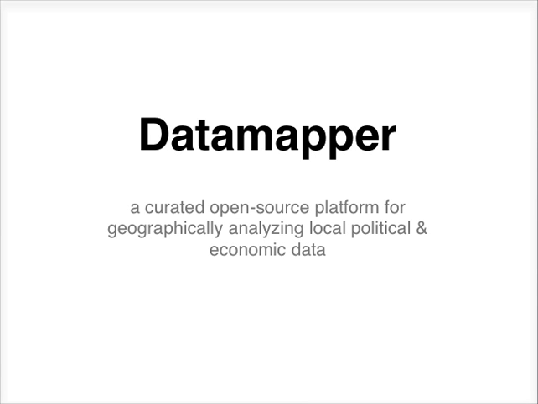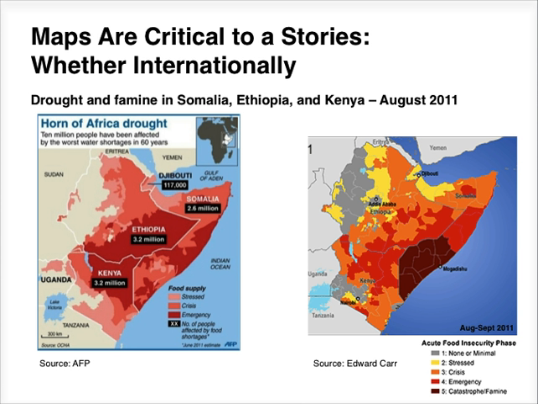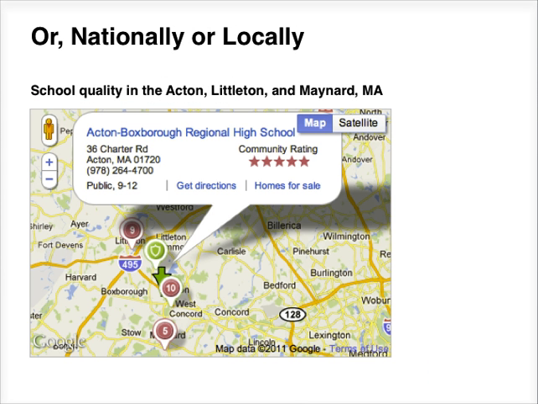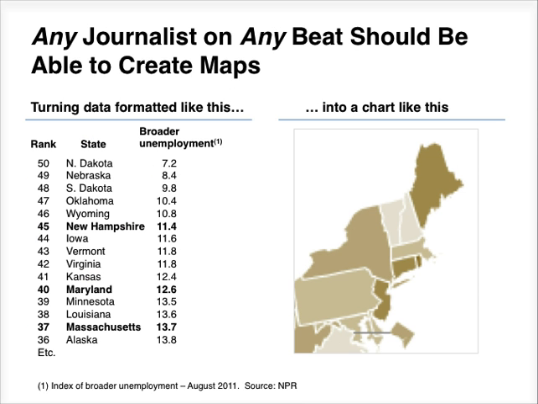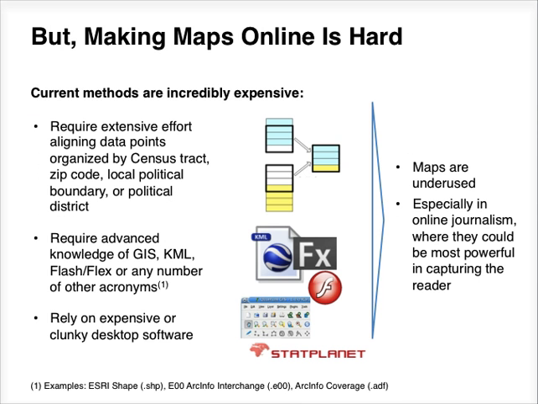Datamapper is an open source platform that would help journalists easily analyze local political and economic data, and then be able to create online maps to bring the story behind that data to life. Now, obviously, maps are very critical to stories, whether it's internationally or whether it's a national or local story, like unemployment or education reform. And we think that any journalist on any beat should be able to take a raw data set and create a beautiful visualization from it. But doing so online is very, very hard.